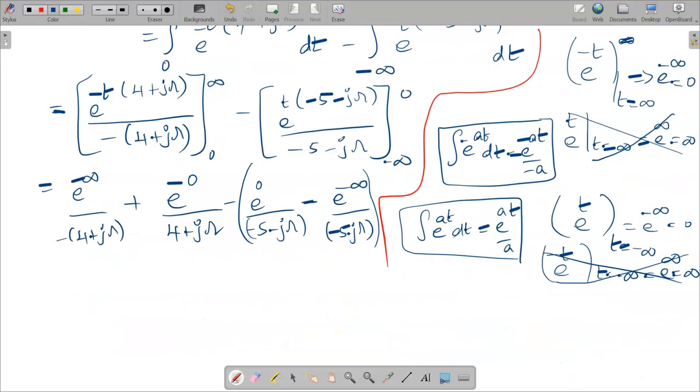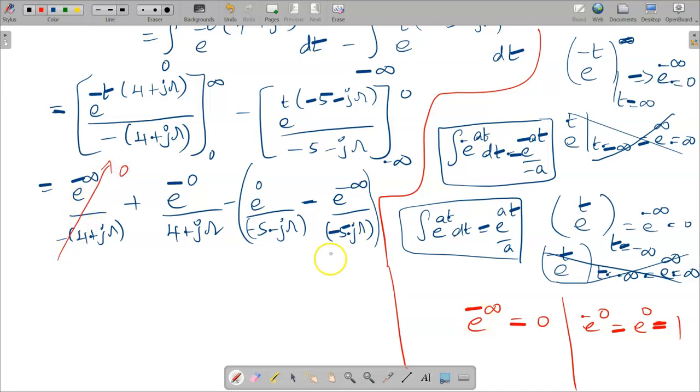So now we have again, what are all the formulas we have? E power minus infinity equal to 0. E power minus 0, which is equal to e power 0, is equal to 1. Okay. So what happens? This term completely becomes 0. Similarly, this term completely becomes 0 because e power minus infinity is 0. Okay. And then this is going to be 1. This is going to be 1. Okay. So you have 1 by 4 plus j omega here. So you have minus again 1 by minus 5 minus j omega.